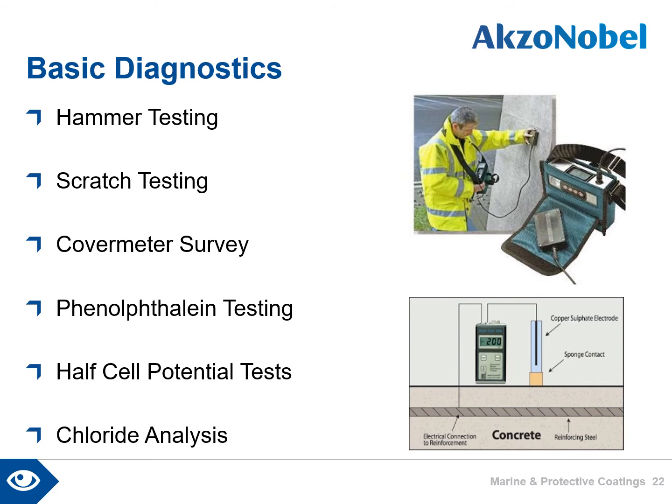A phenolphthalein test can be undertaken by spray applying the phenolphthalein onto a concrete substrate. Where it turns purple, the concrete is not carbonated. Where it is clear, the concrete is carbonated. The image on the bottom right shows a half-cell potential test which engineers will conduct in order to establish whether corrosion is likely to occur on the steel reinforcement. Chloride analysis can also be undertaken by test houses.